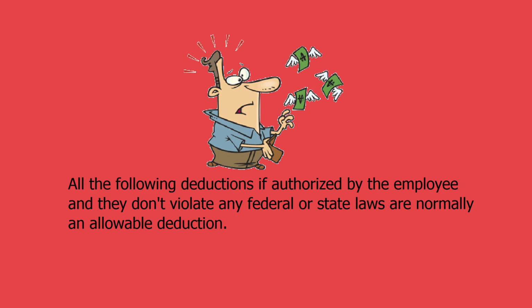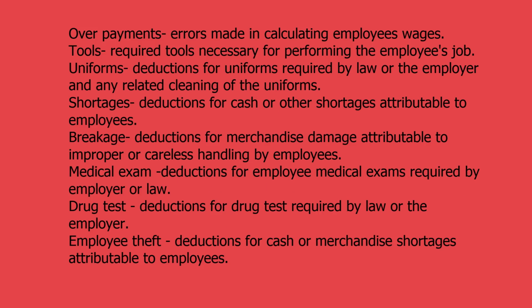All the following deductions, if authorized by the employee and they don't violate any federal or state laws, are normally an allowable deduction. Overpayments: errors made in calculating employees' wages. Tools required: tools necessary for performing the employee's job. Uniforms: deductions for uniforms required by law or the employer and any related cleaning of the uniforms.